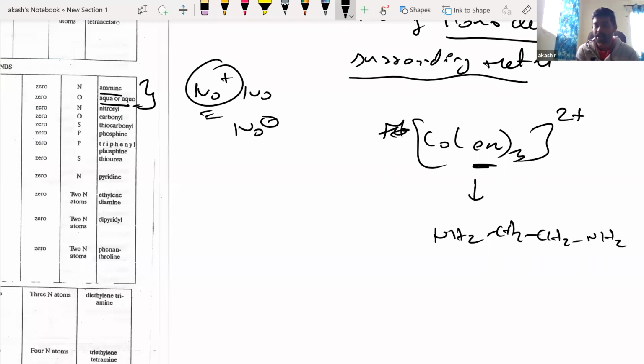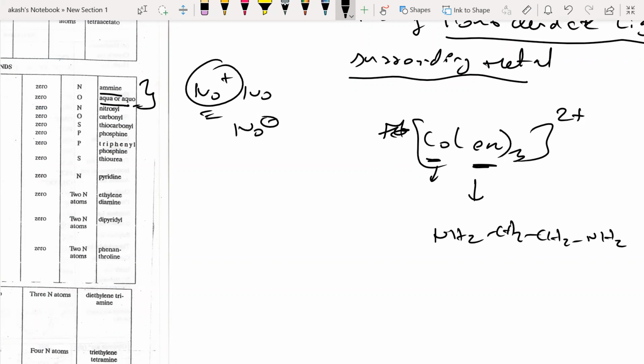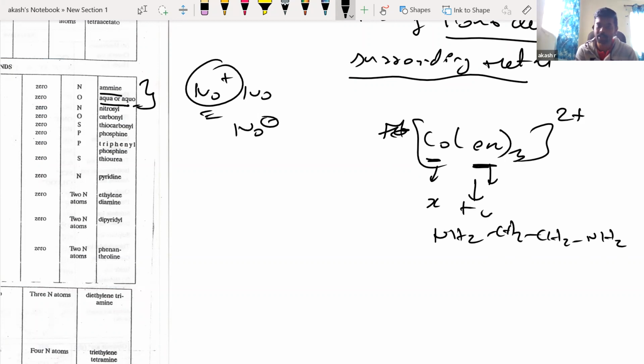Now, I want to find the coordination number first. But before we move on to this, can you tell me the oxidation number of cobalt here? It's plus 2, right. We can write x; the ligand is neutral, so 0, and the overall charge is plus 2. So obviously cobalt is in the plus 2 oxidation state. Very simple. Anyways, now we'll calculate the coordination number.